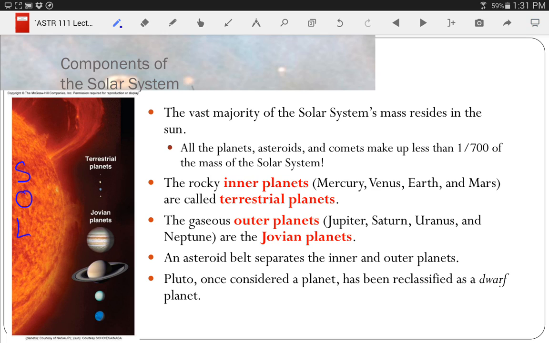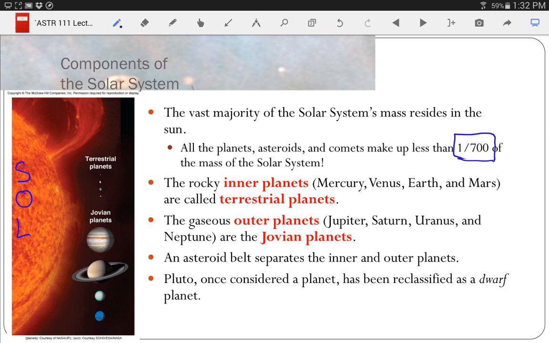Okay, so the sun is the center, the most important thing in the solar system, mostly because it's the most massive, the biggest thing. It's what drives everything in the solar system. If you take everything in the solar system that's not the sun, that's 1/700th of the mass of the solar system. That kind of tells you just how important the sun is compared to the other things in the solar system.